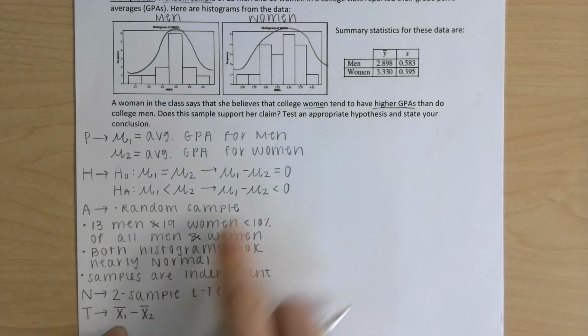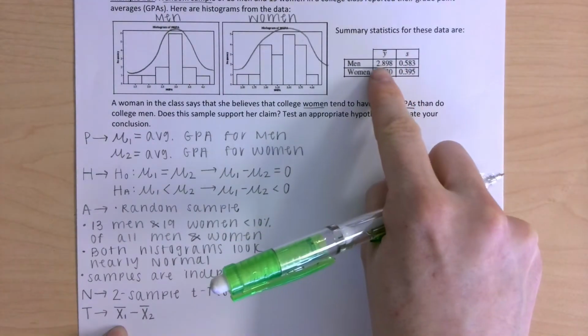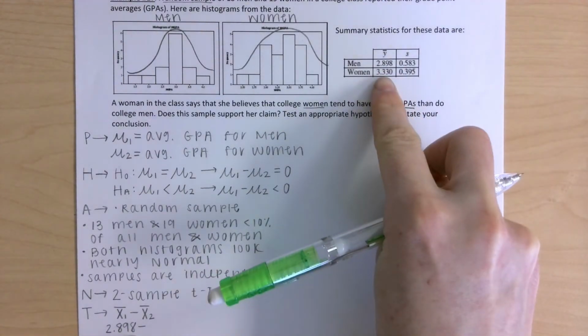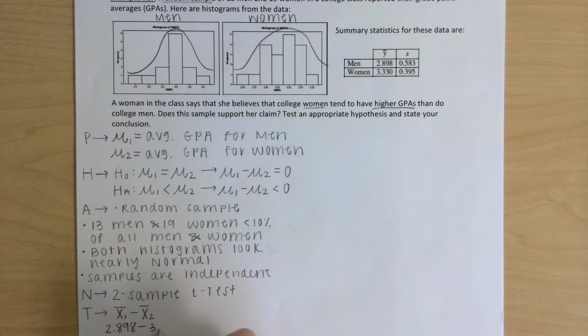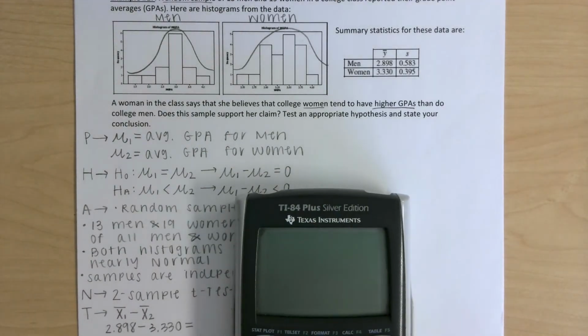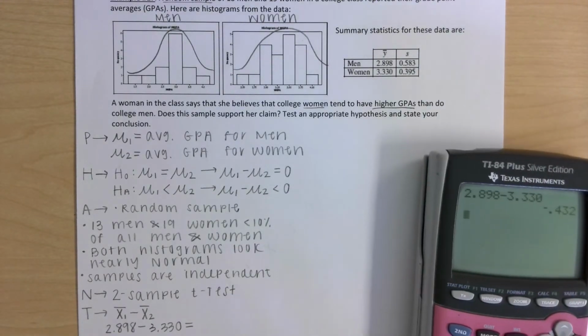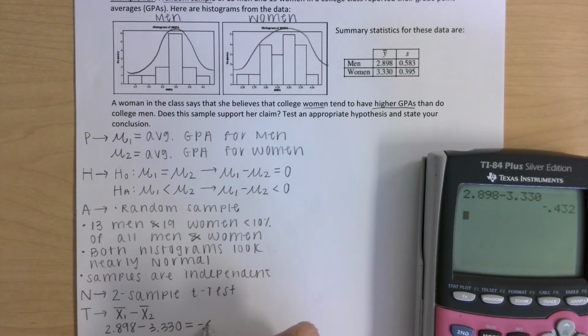The first x would be for men. So the average GPA for men in our sample was 2.898, and I'm going to subtract the average for women, which was 3.330. That gave me negative 0.432.